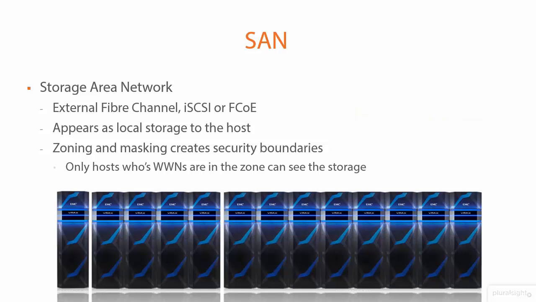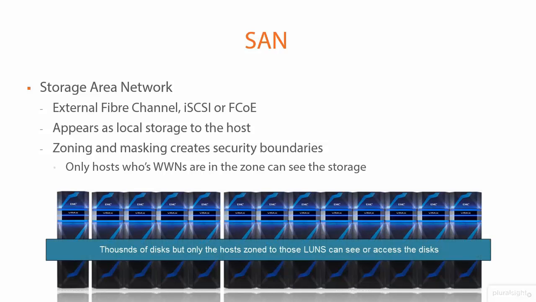So by creating a zone and a masking view, we're saying it doesn't matter that we have, let's say, 1,000 disks, as you can see in this VMAX array down here at the bottom. There may be thousands of disks in that array. However, we're going to carve that up into LUNs, logical unit numbers, or basically blocks of storage, kind of buckets of storage. That LUN is then presented to a host.